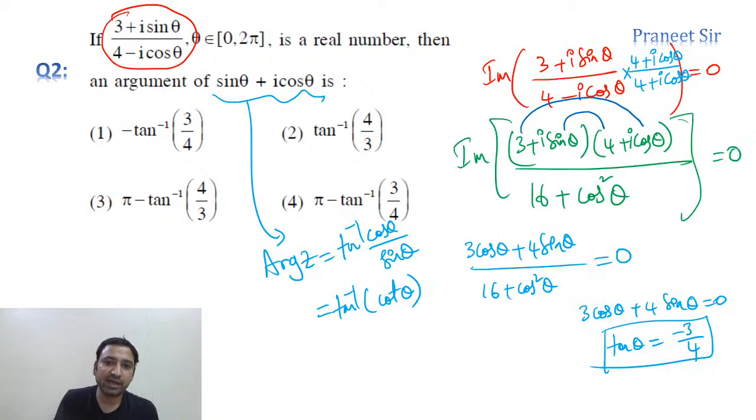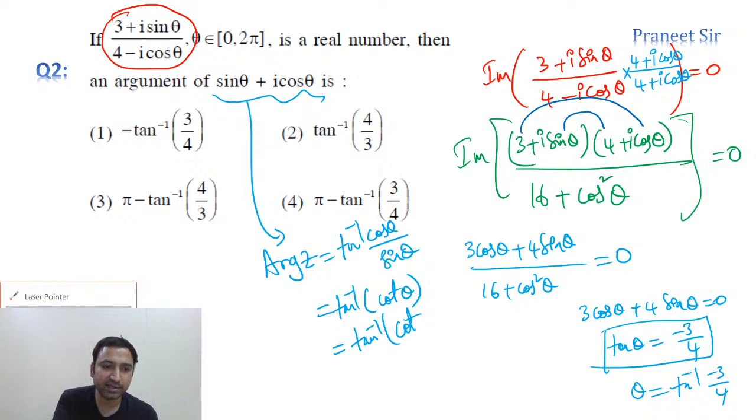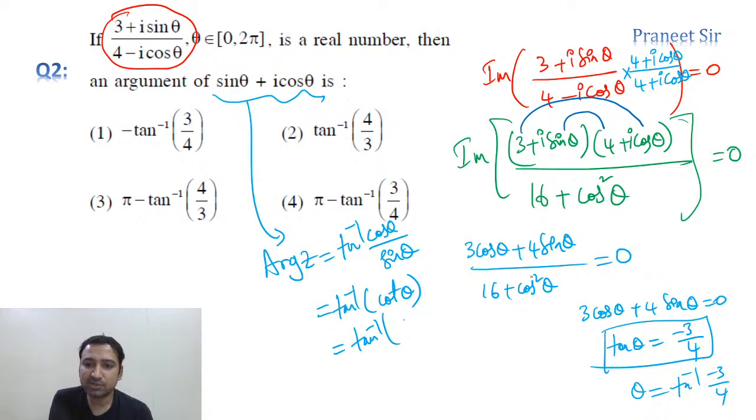Clear or not? So finally what we're getting is we can write it as tan inverse of cot theta. Cot theta is how much we're getting? So here we can say theta is equal to tan inverse of minus 3 by 4. Otherwise directly you can calculate the cot value. Now if you substitute this value, tell me guys how much we get. Otherwise you can say it like this.